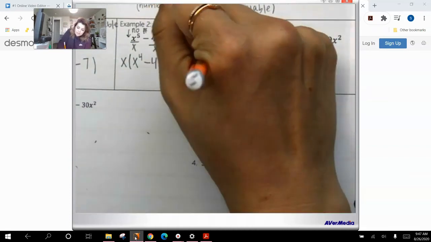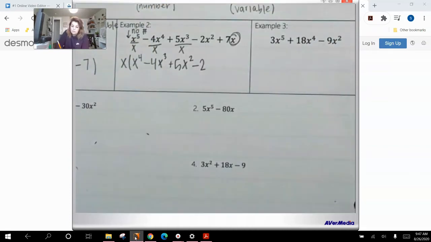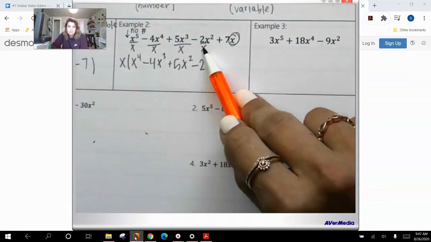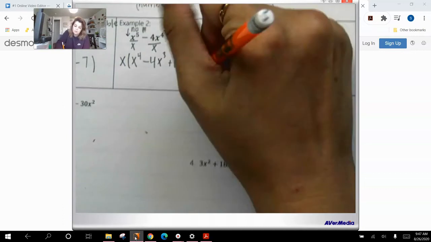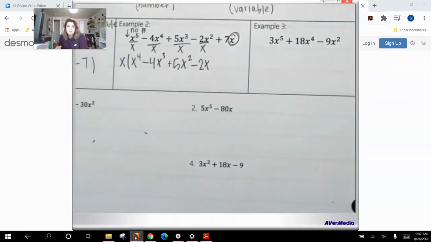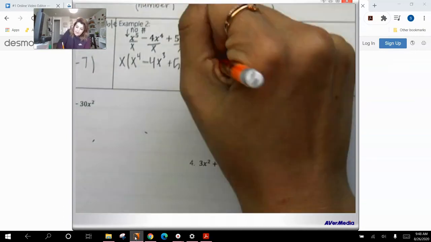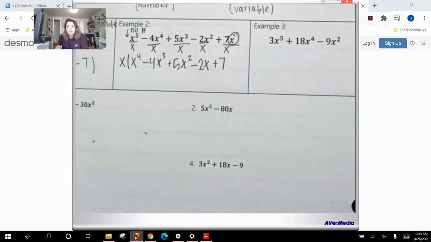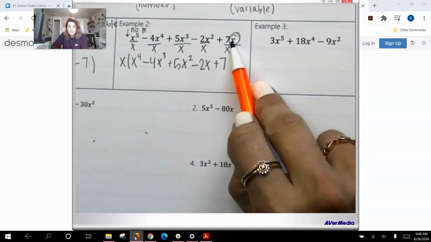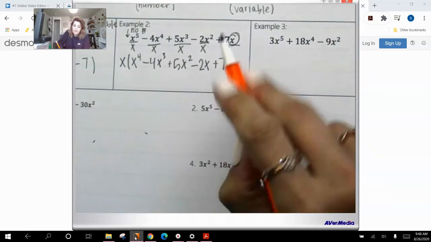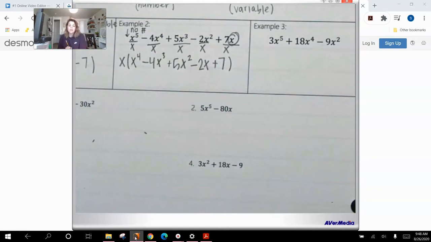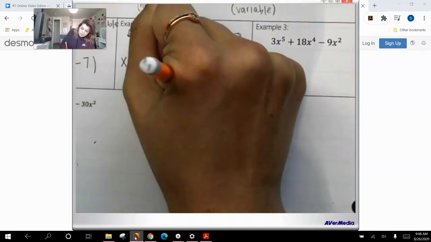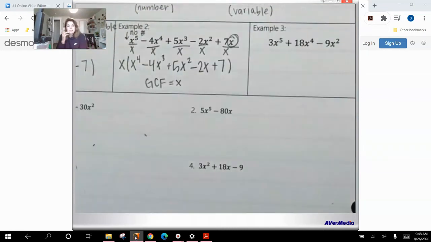Next, I have a minus 2. I'm going to divide that term by x. I have 2 x's and I factor 1 out, so that just means I'm left with 1x. Then lastly, I have a plus 7. I divide an x off that term. I only have 1 x here, so if I take it away, there's no variable left over. Underneath here, I'm going to write that my GCF was x.